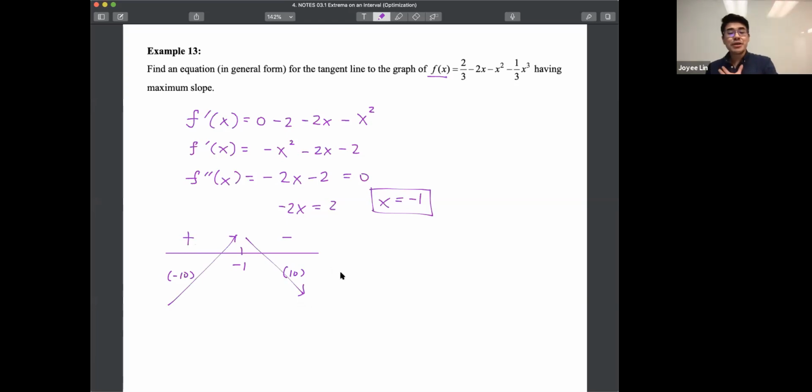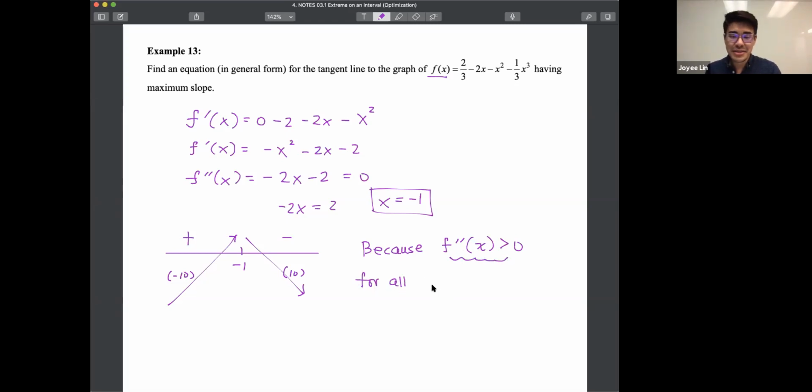So this is where you can invoke method 2, because we don't have endpoints to test. This is an unbounded interval, negative infinity to positive infinity. So you could say something like, because f double prime of x is greater than 0, that's how you write positive.